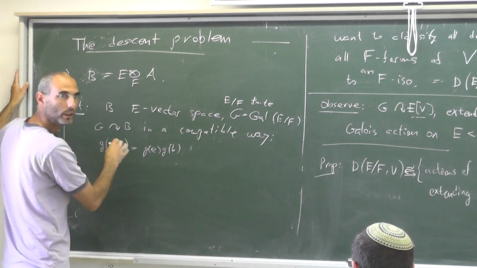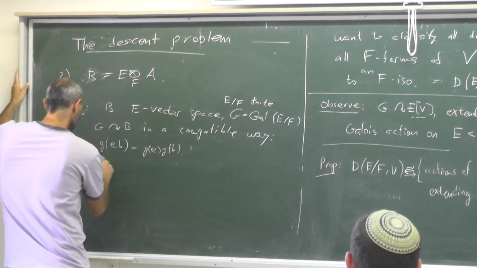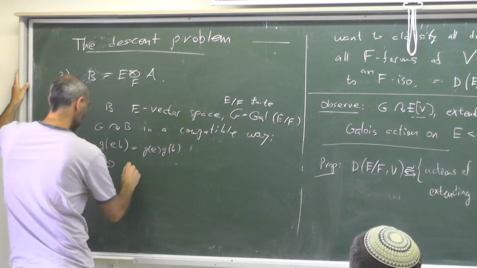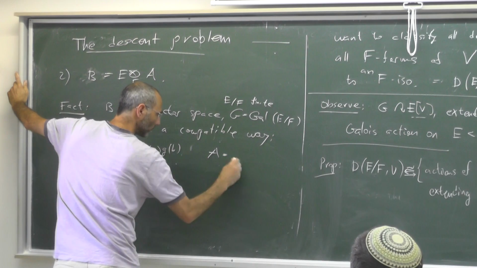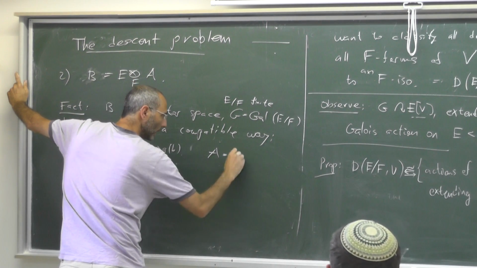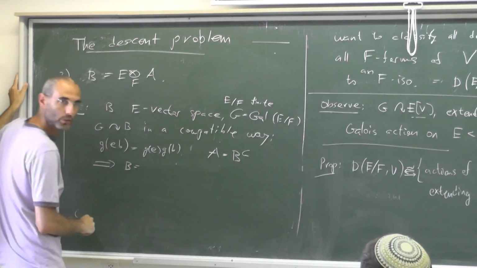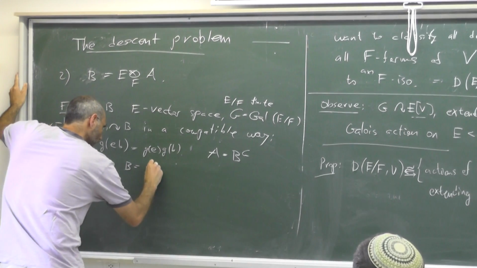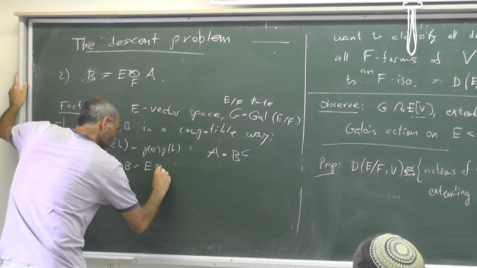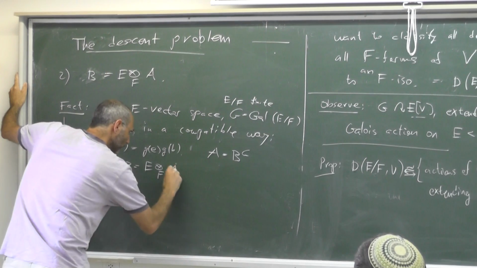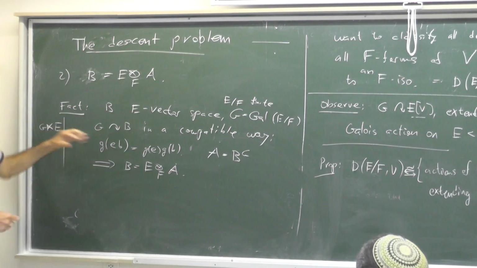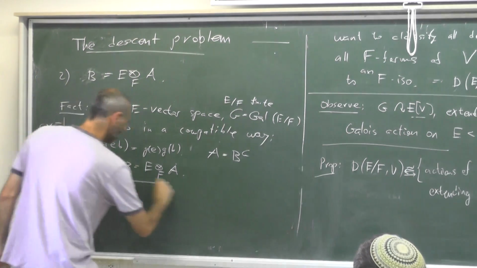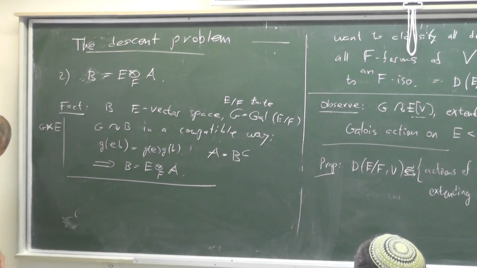I don't need the algebra structure on B. Then B indeed is, or maybe A now is, let me define it to be B^G. Then B is E tensor of F with A. Okay, this is what I need. So just take the right generality of things. So why is that?